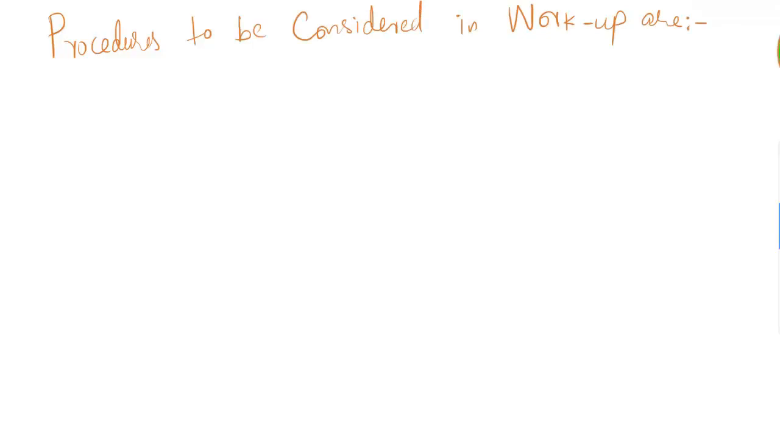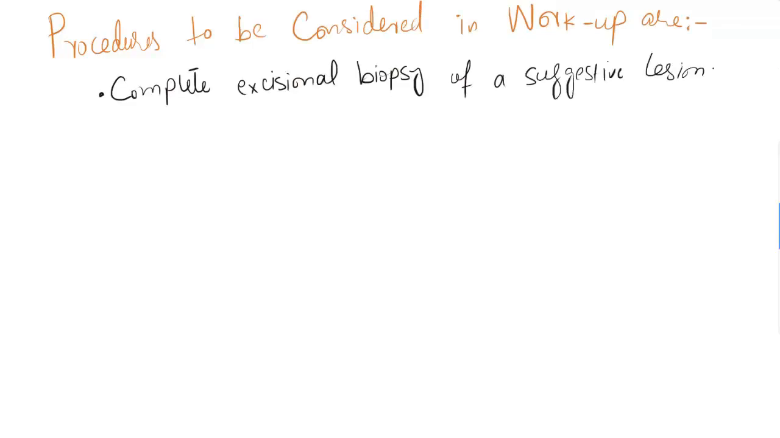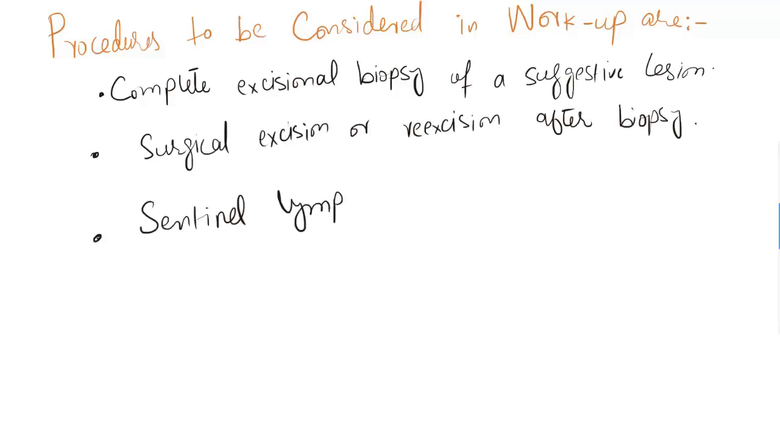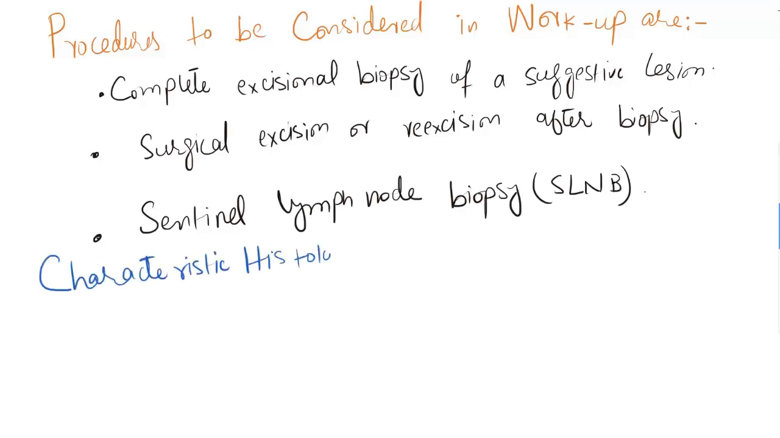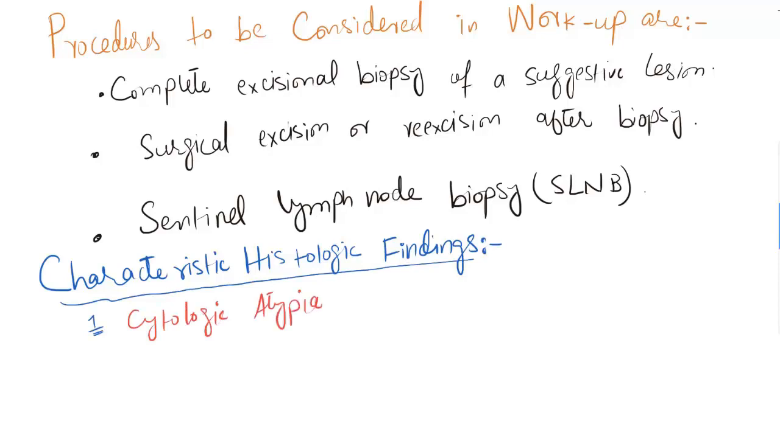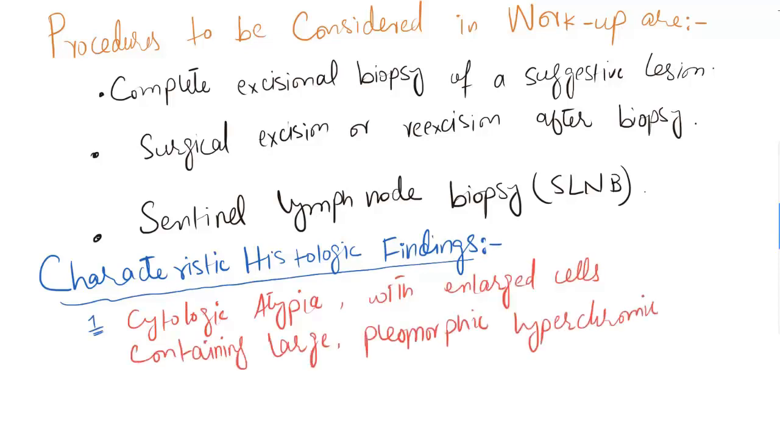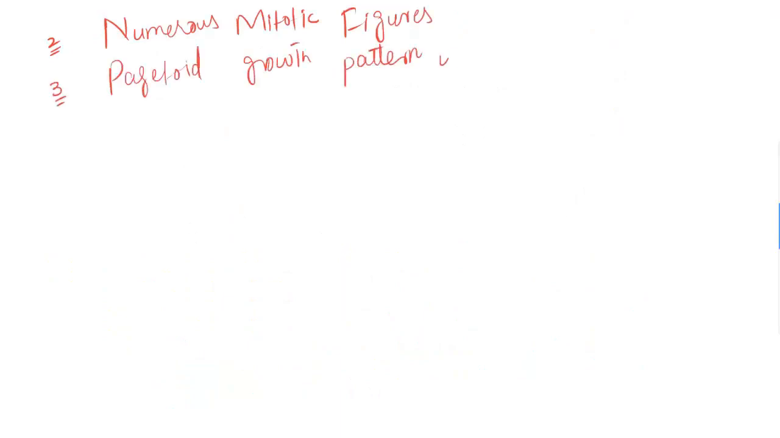Procedures to be considered in workup include complete excisional biopsy of the suggestive lesion, surgical excision or re-excision after biopsy, and sentinel lymph node biopsy. Now, what are the characteristic findings of malignant melanoma? Number one is cytologic atypia, with enlarged cells containing large pleomorphic hyperchromatic nuclei with prominent nucleoli. Second is numerous mitotic figures, and last is a pagetoid growth pattern with upward growth of the melanocytes.